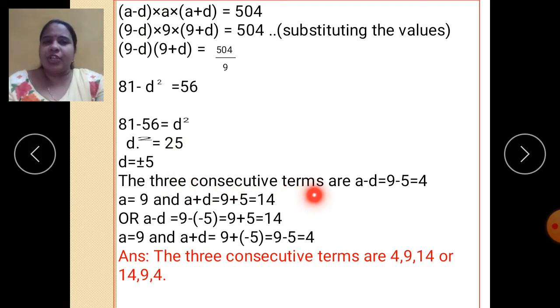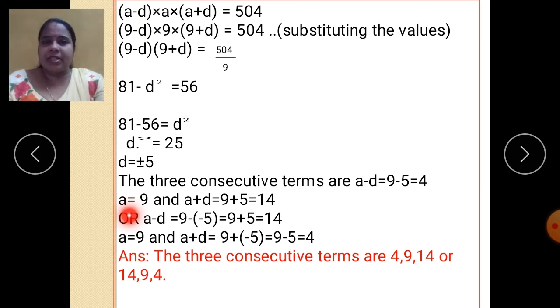So the three consecutive terms will be, the first was a minus d. I am taking d as plus 5 first. So 9 minus 5, that is 4. A was the second term, so automatically it will be 9. And the third term was a plus d, that is 9 plus 5, 14. This is one set of answers where d is 5.